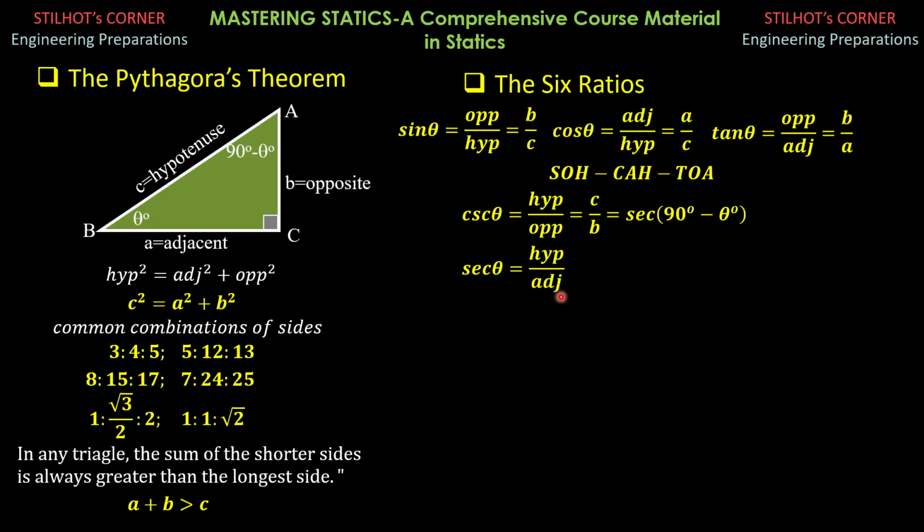Then secant of theta is hypotenuse over adjacent, C over A, and that is also the cosecant of 90 degrees minus theta, which is C over A. This one, hypotenuse over opposite, which is in this case A. Hypotenuse over the opposite of 90 degrees minus theta is this adjacent side A. But this is the definition of secant theta, hypotenuse over adjacent side.